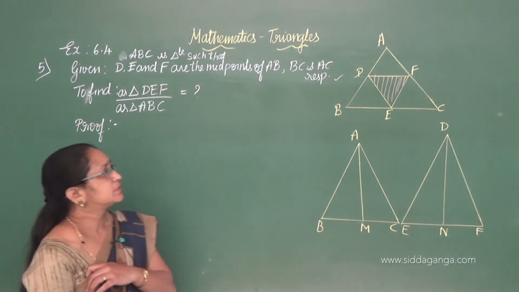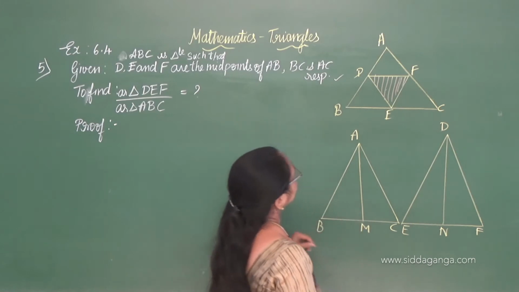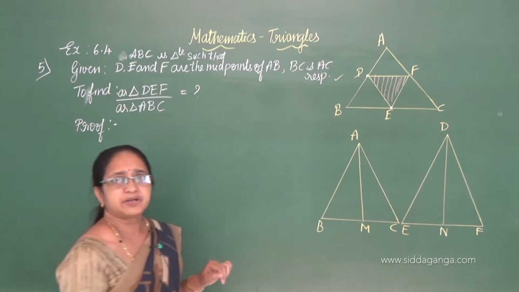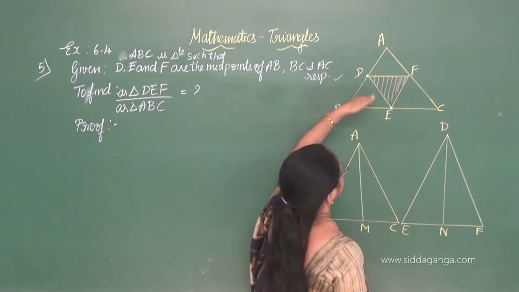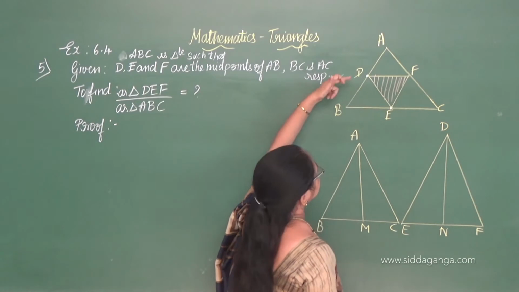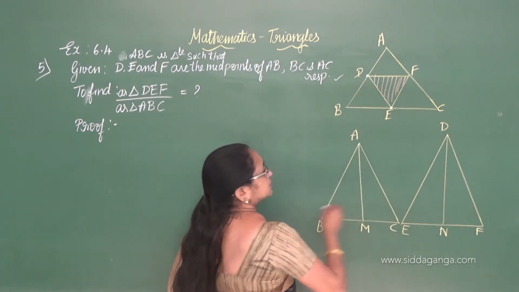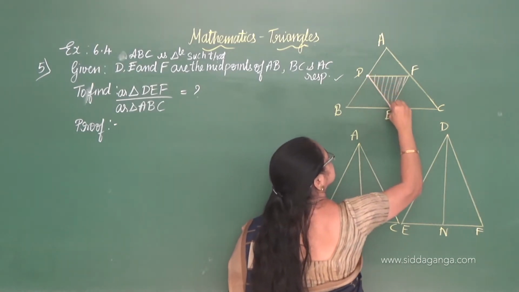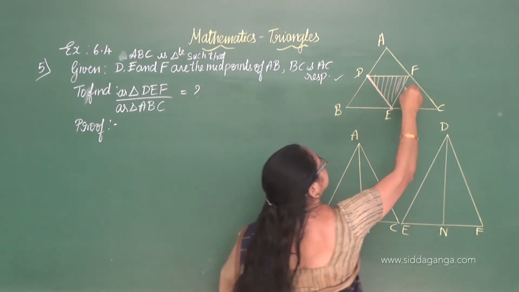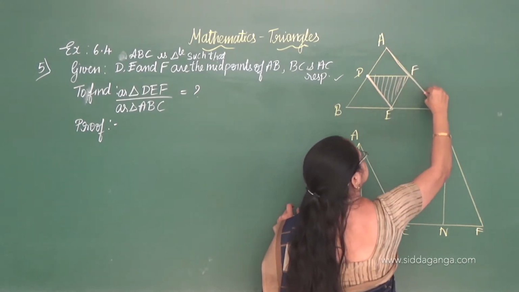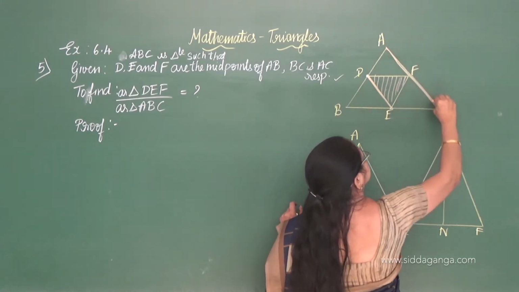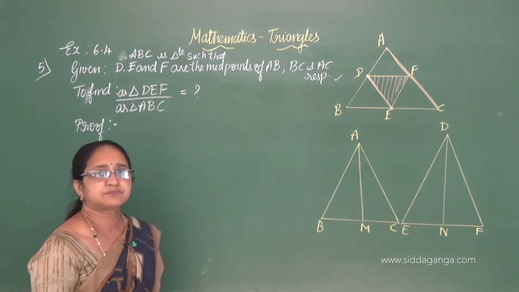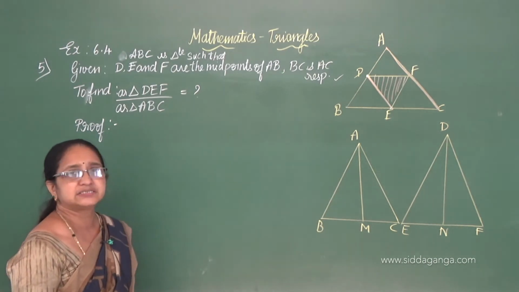So now I told you just now, here D and E are the midpoints of the two sides AB and BC. Now can you see this line joining the midpoints is parallel to the third side here, AC. So can I say that DE is parallel to AC? DE is parallel to AC.